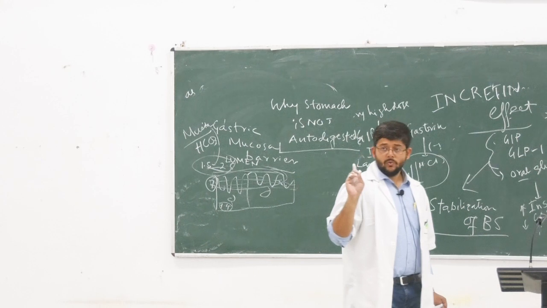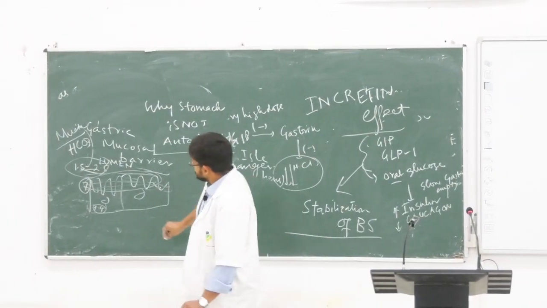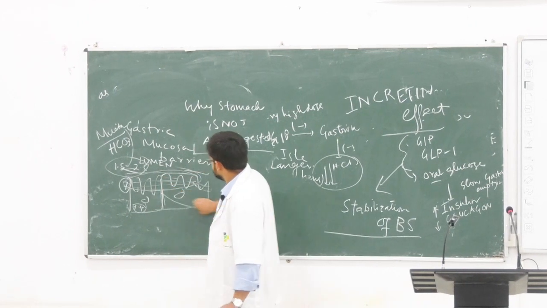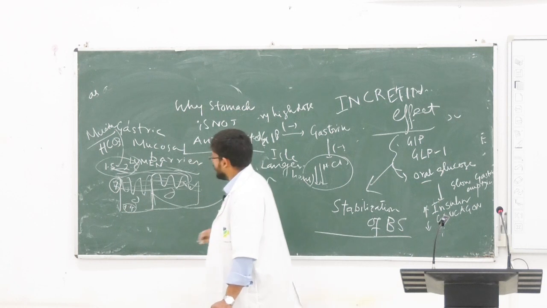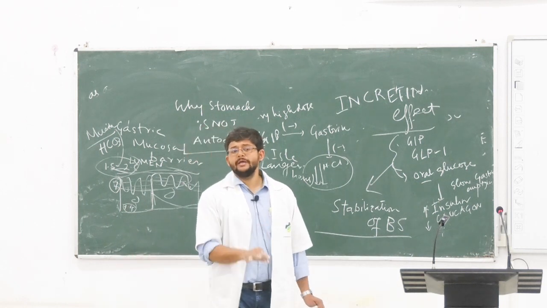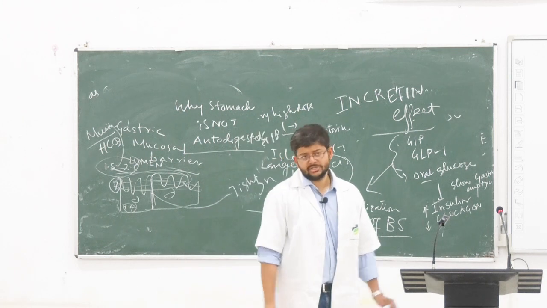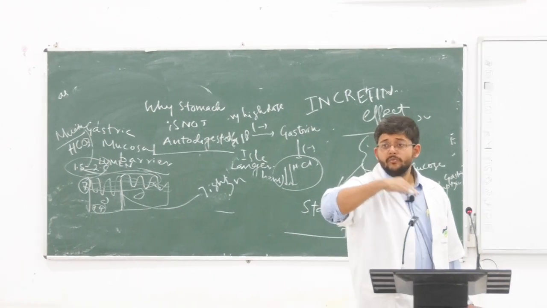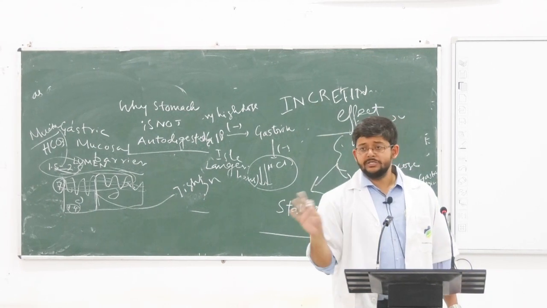This is one understanding. The second understanding is there is a tight junction. So this is a tight junction. Whatever acid is being formed is not leaked through the tight junction. It can only go that side, it cannot go in between. That's the second reason, tight junction.